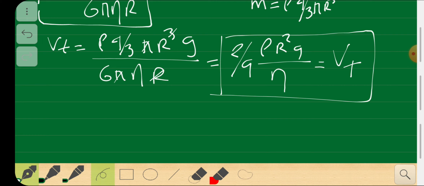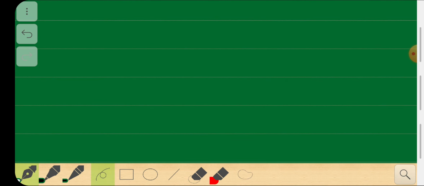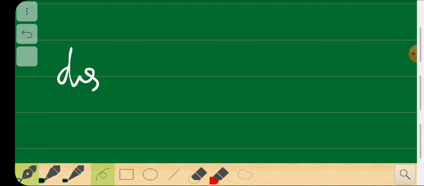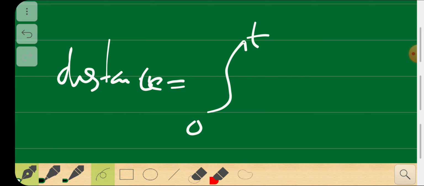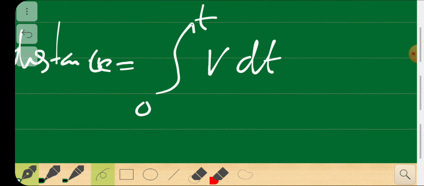Now what we can also do is find out the distance traveled. So the distance traveled will be the integral from 0 to t of v dt, right? We have done this so many times. The integral of velocity, the area under the curve of the velocity graph, is the distance or displacement traveled. The displacement and distance are both the same since it's going straight down. So displacement is like that.